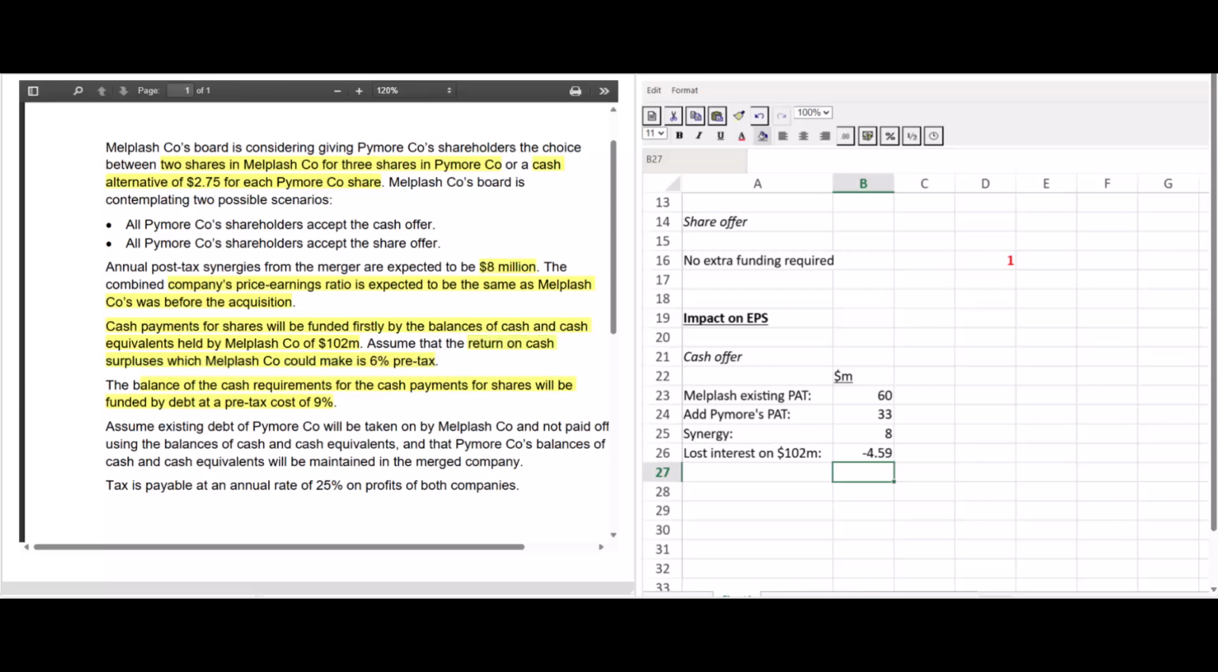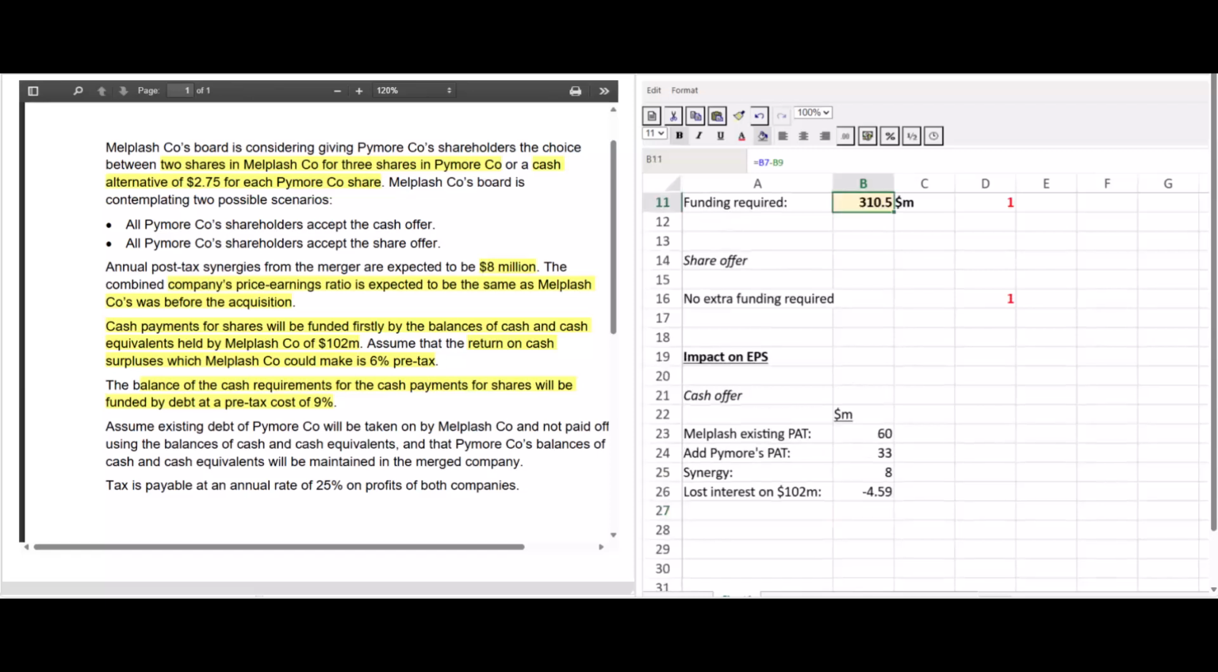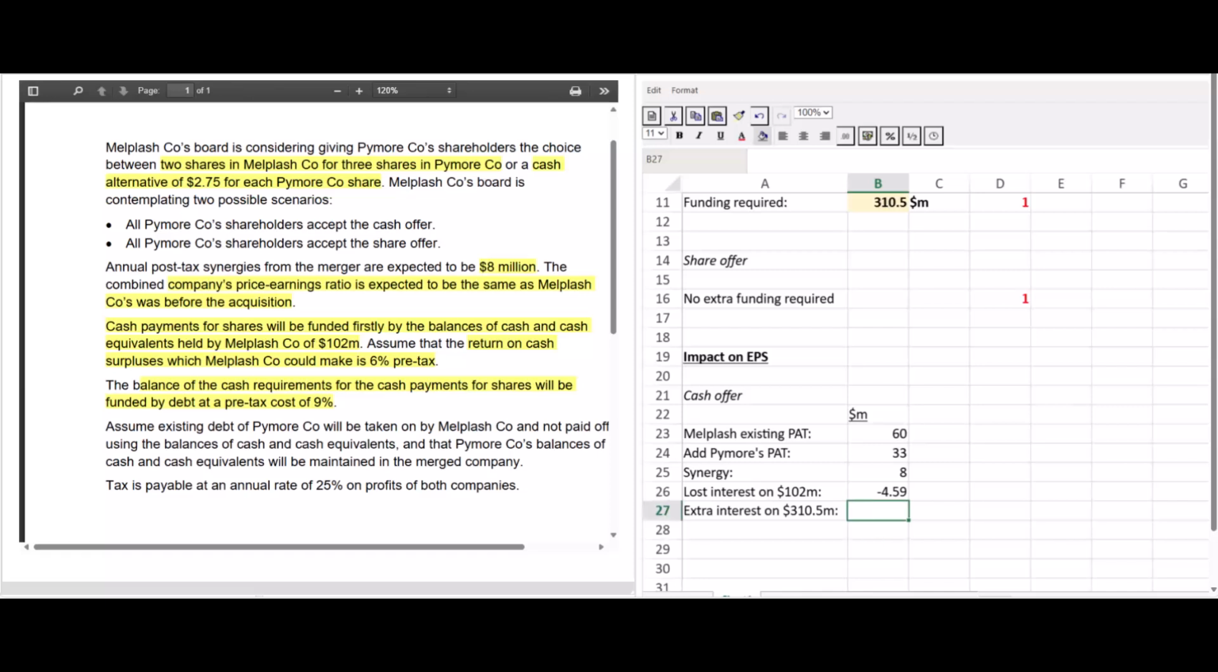But not only that, we've now got to finance this additional 310.5 million. And it says that that would be funded by debt at a pre-tax cost of 9%. So we're going to have that extra charge now. And to work that out, we're going to do again, minus that amount. And I'm just going to click up there to reference that cell. So 310.5 times by 9%. We're going to have to pay on that. But we would get tax relief on our interest payment. So we'll make that post-tax. So times by 1 minus 25% again. And if we do that, we are going to miss out on now just under $21 million.